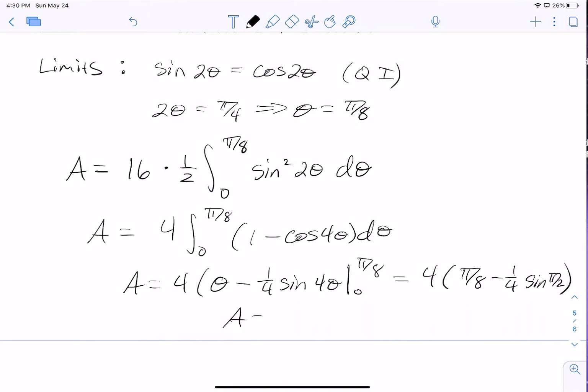Our final answer is that the area is equal to pi over 2 minus 1. Quick little mental work: pi over 2 is bigger than 1, so pi over 2 minus 1 is positive. It must be because we did find area after all.